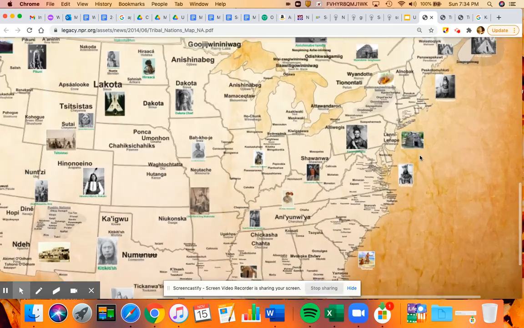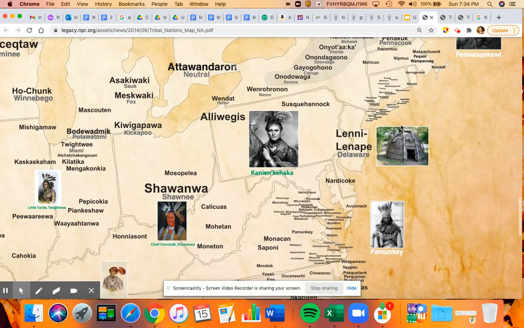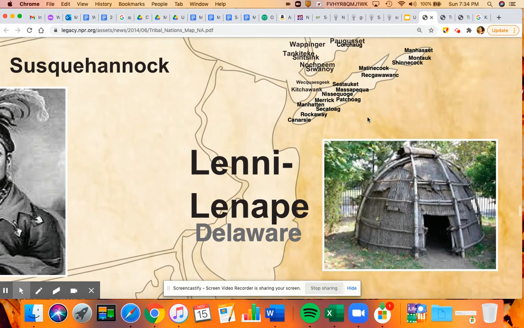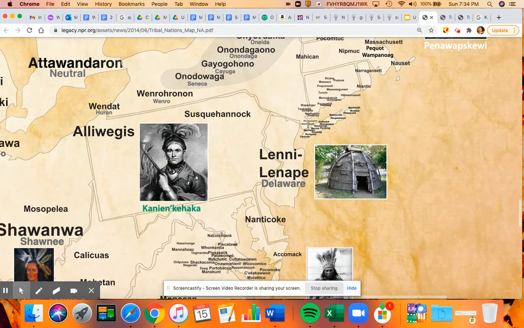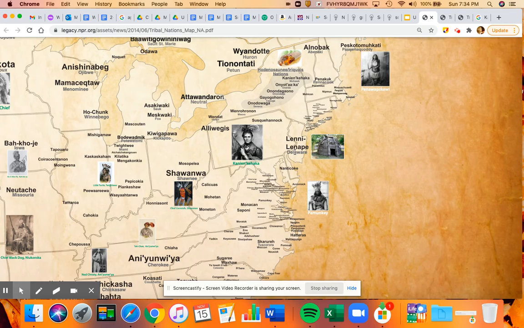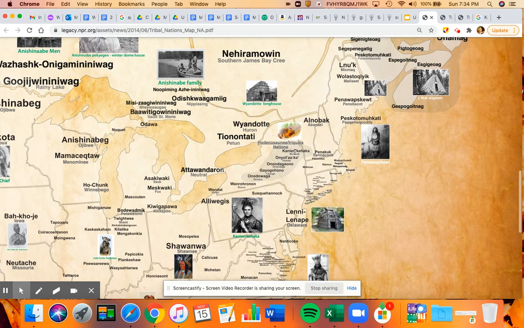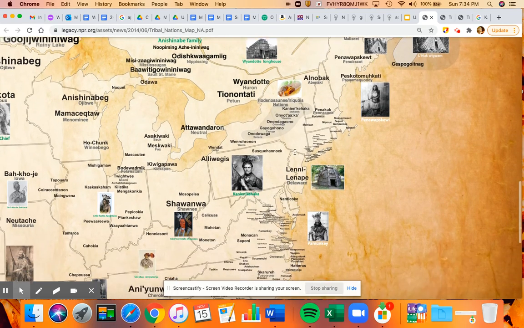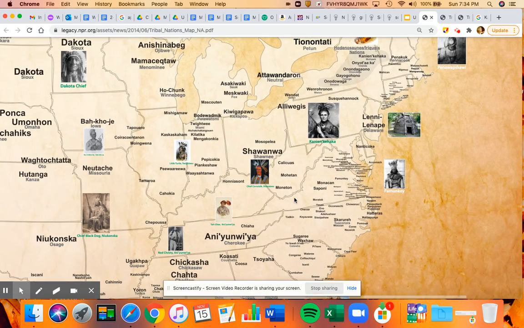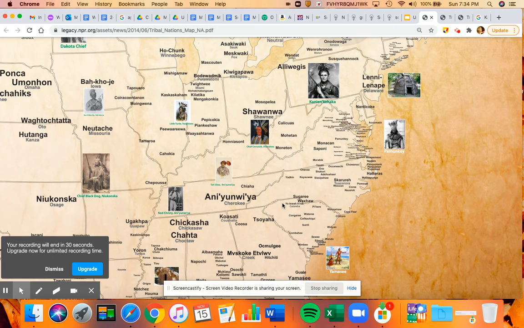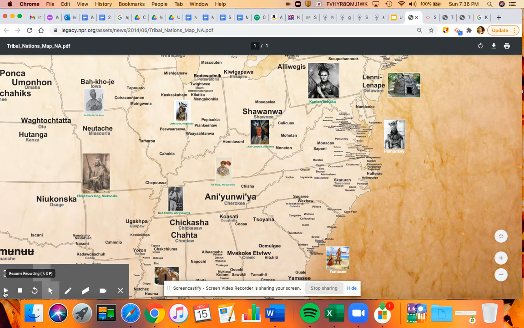If you look carefully, you can see where we live today and who used to live there. You can also see the names of different tribes who lived nearby. Aaron also included some of the important warriors who led these tribes, and he put the name that we may call the tribe today. For example, this tribe is called the Aniunwiya, but we call it the Cherokee.